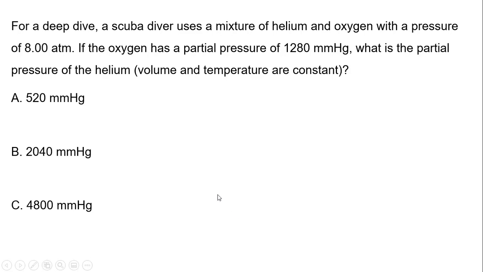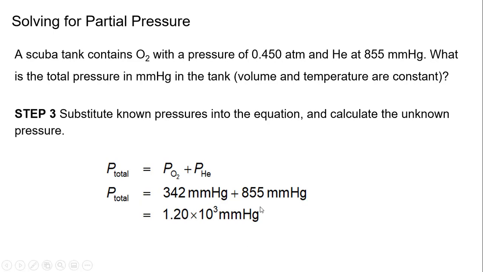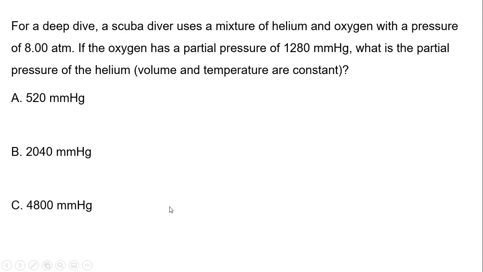For a deep dive, a scuba diver uses a mixture of helium and oxygen with a pressure of 8 atm. If the oxygen has a partial pressure of 1280 millimeters mercury, what is the partial pressure of the helium? So we are given the total pressure. Unlike this one where we were solving for the total, we're actually given the total in this problem, and we're given a partial pressure of one of the gases, which is oxygen. We need to know what the partial pressure is of helium.